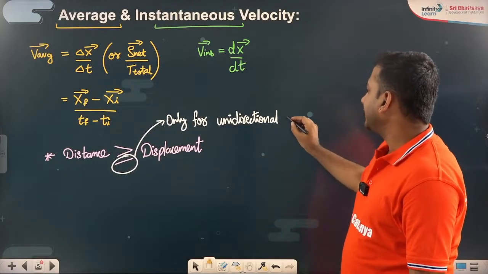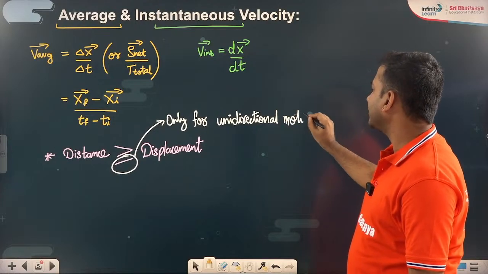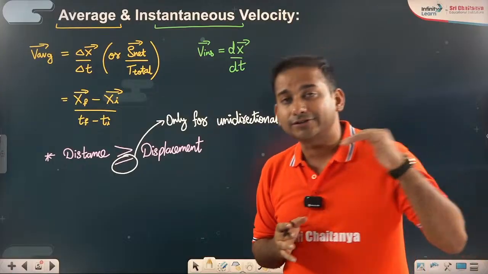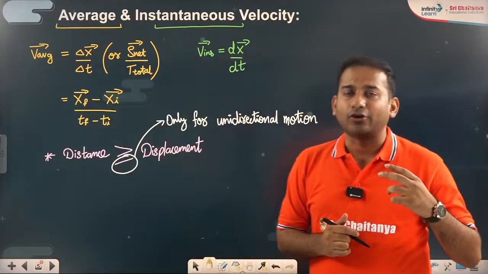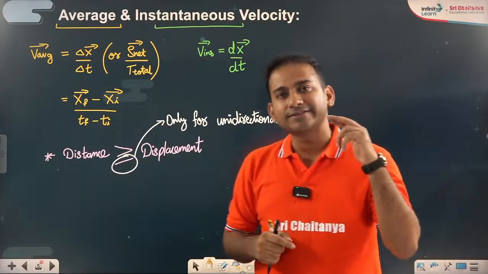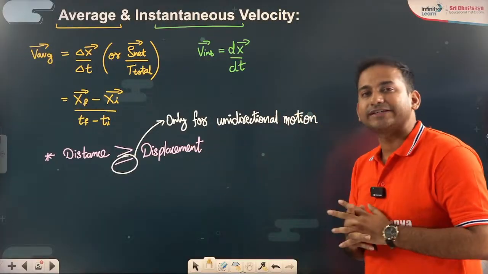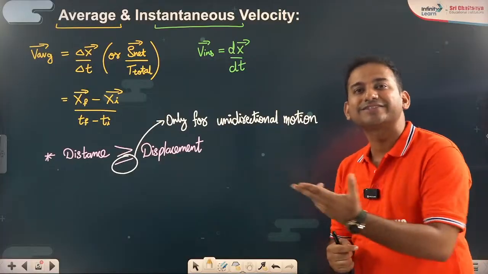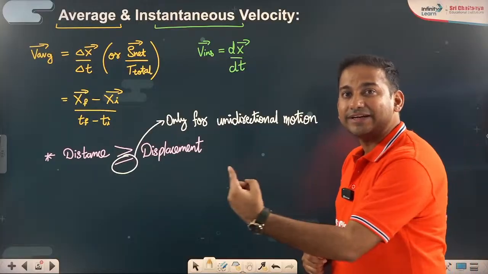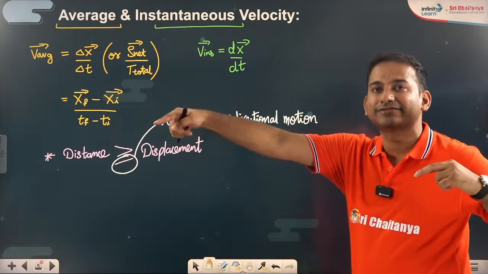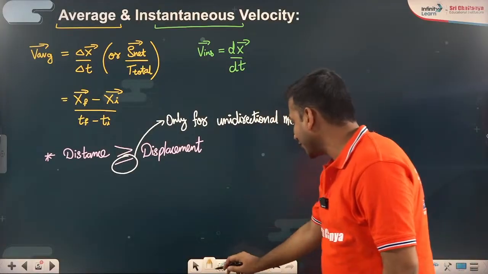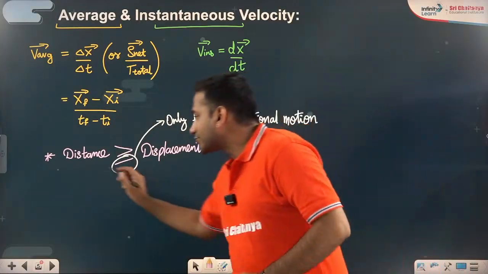Only for unidirectional motion. Unidirectional motion means moving in a particular direction, or for our understanding, moving along a straight line without turning. Because if a body even moves in a straight line and turns back, then distance will be something else, and displacement will be smaller than that. All right. So this is the situation.